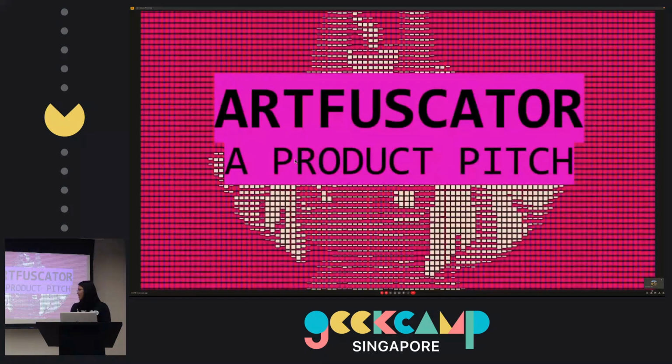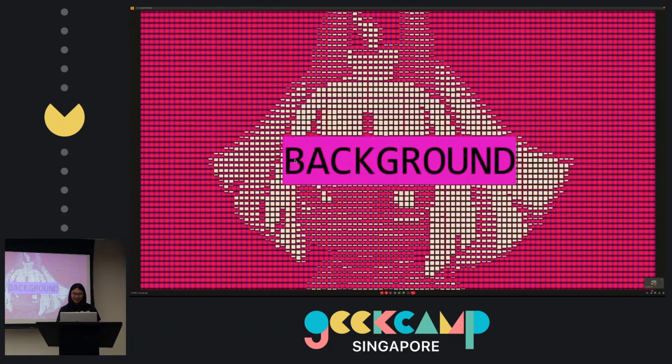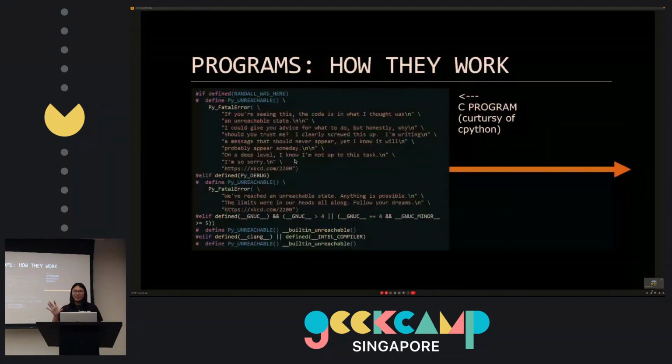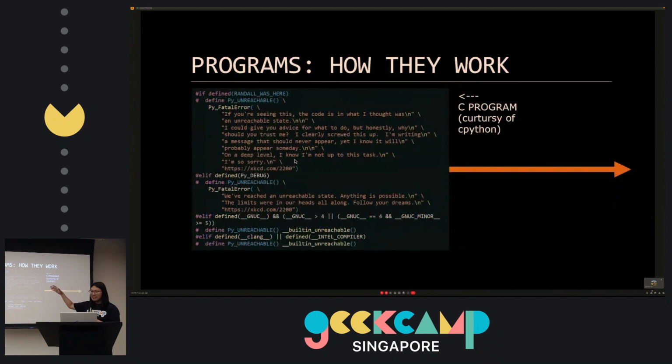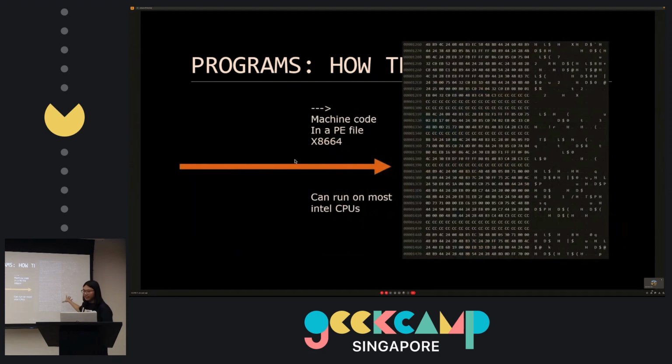So Artfuscator, I will need to go through some background in order to talk about what this project is. A very quick primer on how programs work, in case y'all don't know. You start with some kind of code, in this case a C program, and it gets compiled into machine code, which is a bunch of binary. And this binary will be executed by the CPU.